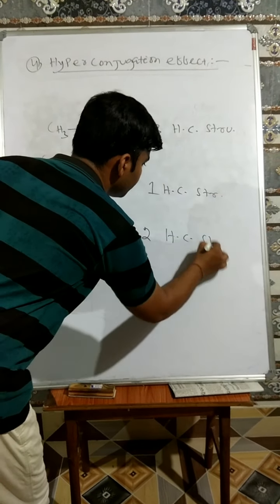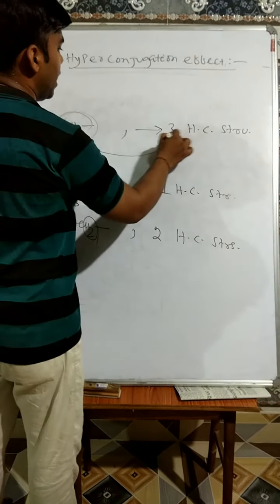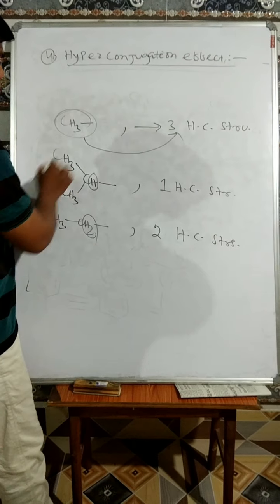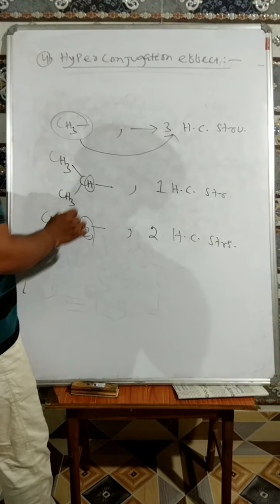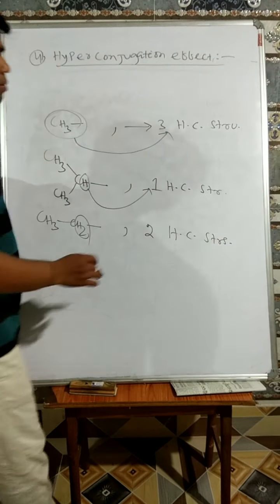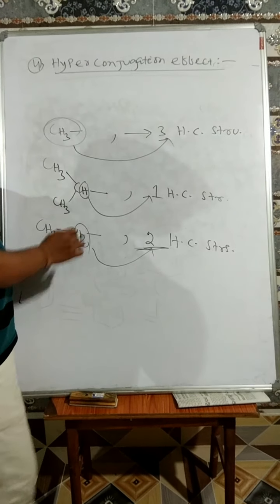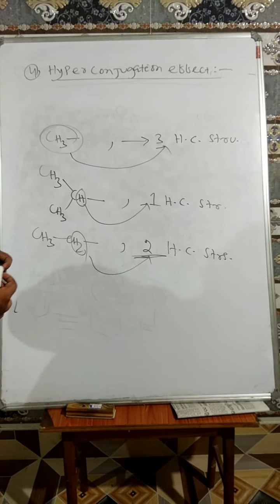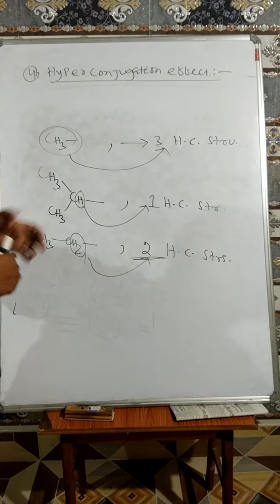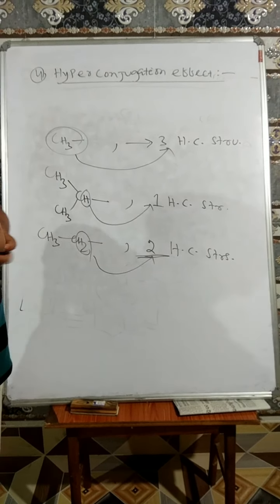So if a methyl group is attached, then it gives 3 hyperconjugative structures. If one isopropyl group is attached to a multiple bond, then it can give one hyperconjugative structure, because here there is one alpha hydrogen atom. And if one ethyl group is attached to a multiple bond, then it can show two hyperconjugative structures, because there are two alpha hydrogen atoms available. In this way we can explain that a molecule is more stable according to its hyperconjugative structures.